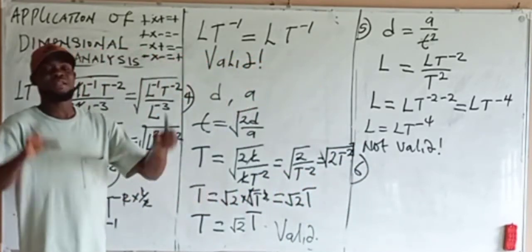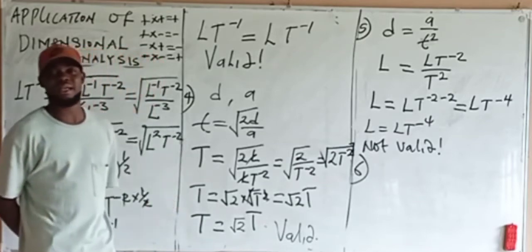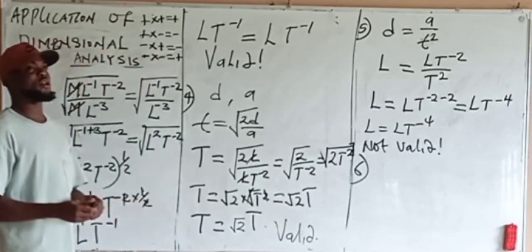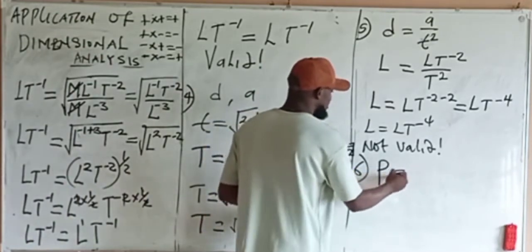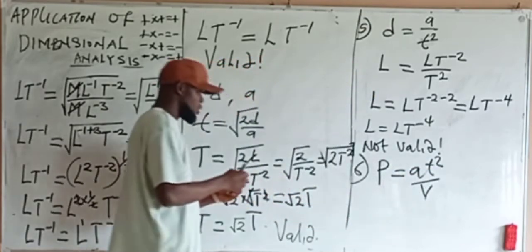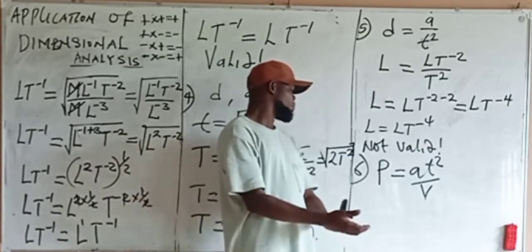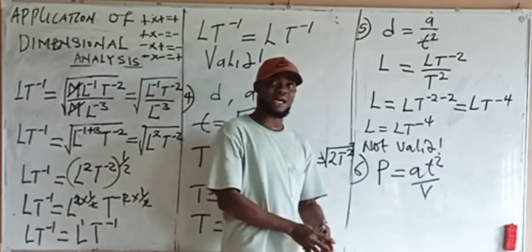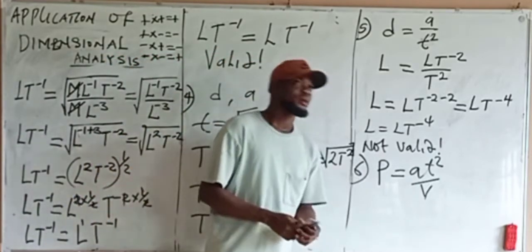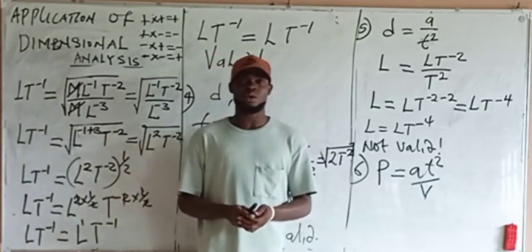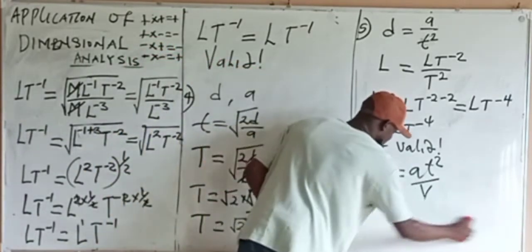Number 6. If the power developed by a moving body is defined by P equals A T squared over V, where P is power, A is acceleration, T is time, and V is velocity. Use dimension analysis to check if this equation is correct or valid. Now let's check.